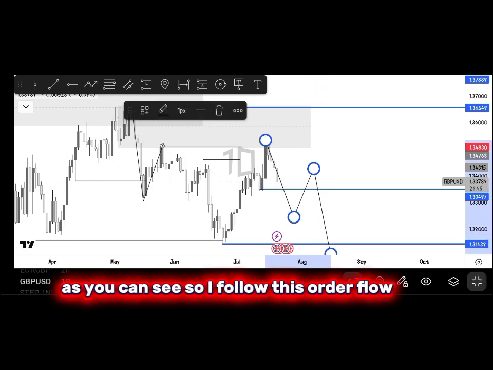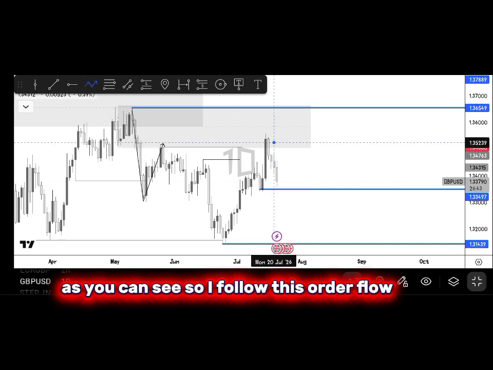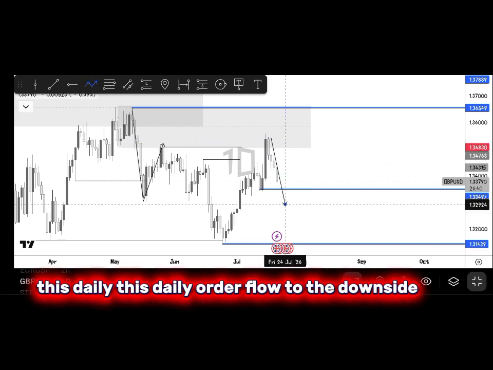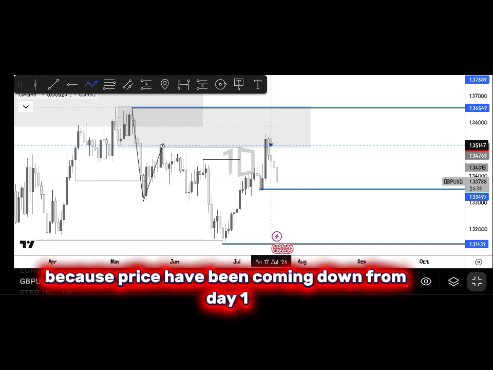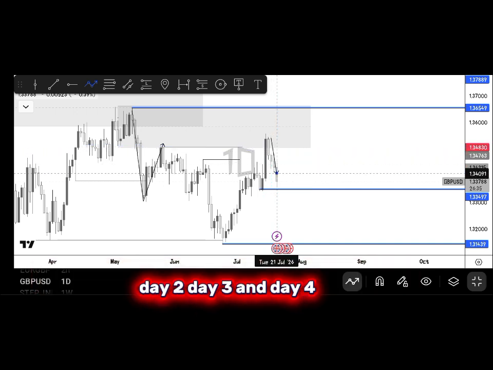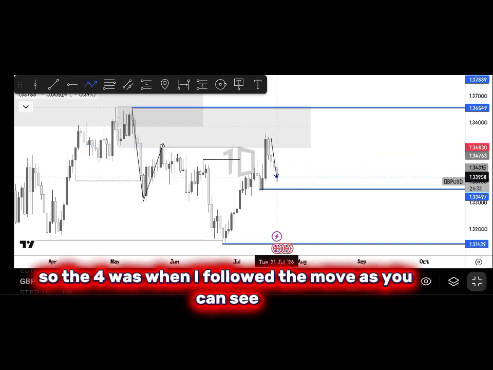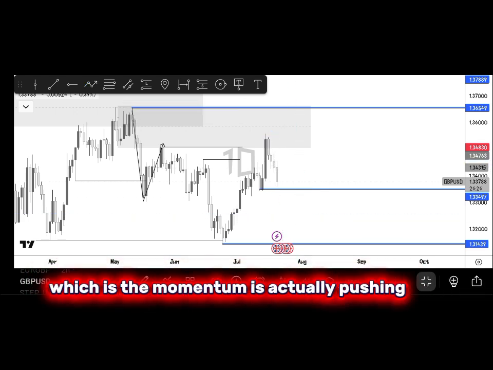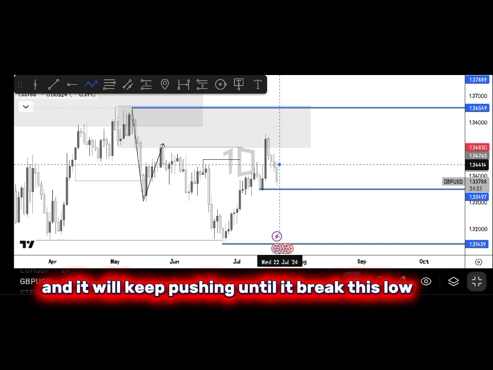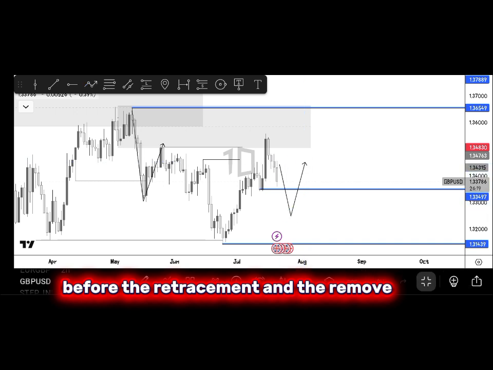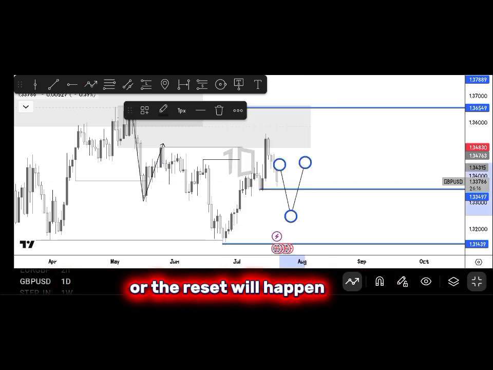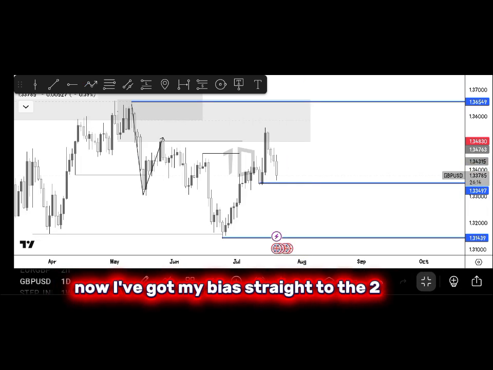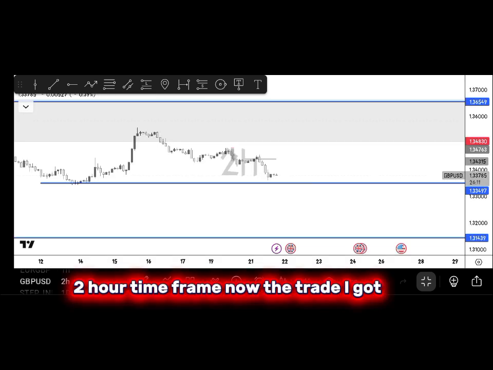As you can see, I followed this order flow, this daily order flow to the downside, because price had been coming down from day 1, day 2, day 3 and day 4. So day 4 was when I followed the move. So I got my bias on the daily time frame, which is that the momentum is actually pushing, and it will keep pushing until we break this low before the retracement and the resell will happen. Now I've taken my bias to the 2 hour time frame.